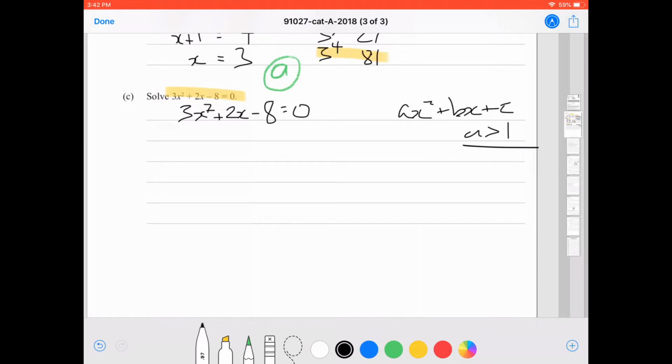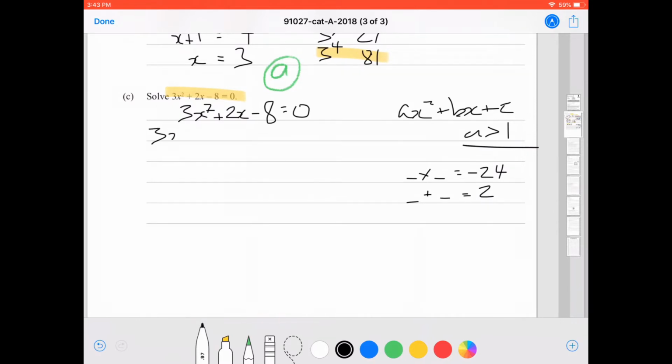So we have to solve the quadratic. Well, it makes it a little bit more complicated, right? So my method for doing this is first multiplying a by c. So 3 times negative 8 is negative 24. And so we're looking for two numbers that multiply to negative 24 and add to the b term, which is positive 2. And those two numbers are 6 and negative 4.